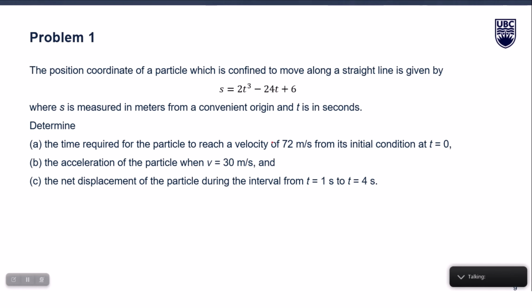So for example, the position coordinate of a particle which is confined to move along a straight line is given by this equation, right? In most cases when there is a confined motion, where the particle is required to move in a particular path, you will always have the displacement coordinate described as a function of time, because that particle mostly is designed to follow a particular path in a given time. So you can describe its path by a continuous function of time.